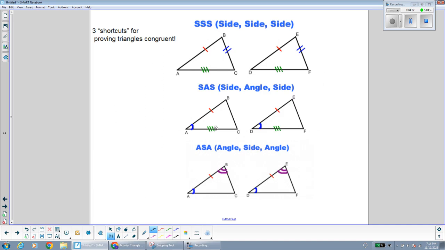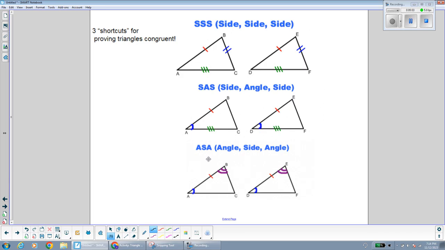SAS means that there are 2 pairs of congruent corresponding sides with a congruent included angle. An included angle means that the angle is directly in between the 2 congruent sides. The order of the letters does matter, and just like in the name SAS, how the A is in between the 2 S's, that needs to be true of the information that we see in the triangle as well. Notice here how we have our 2 sides with the angle directly in between those two congruent sides.